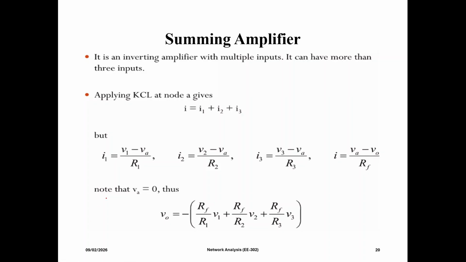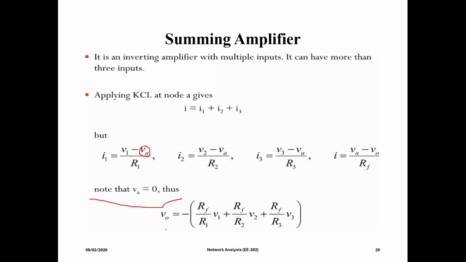Okay, so note that VA equal to 0 by applying the ideal operational amplifier rule. VA equal to 0 and VB is also equal to 0 because the non-inverting input is grounded. So we will consider VA equal to 0 in all these equations.